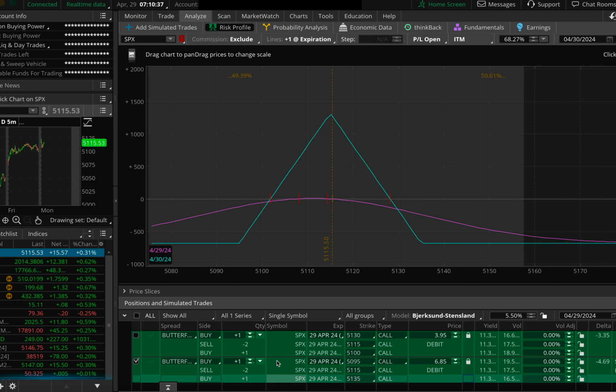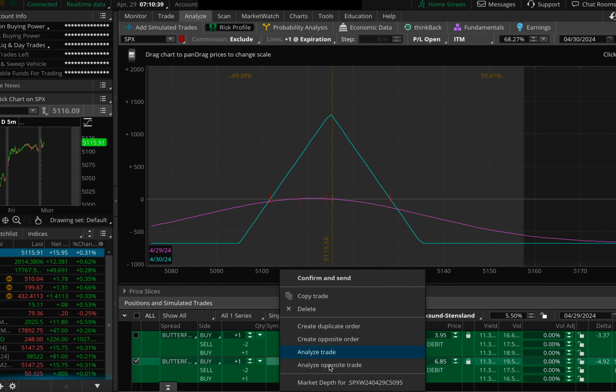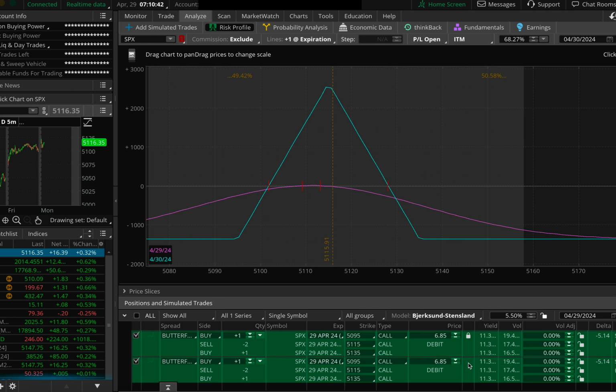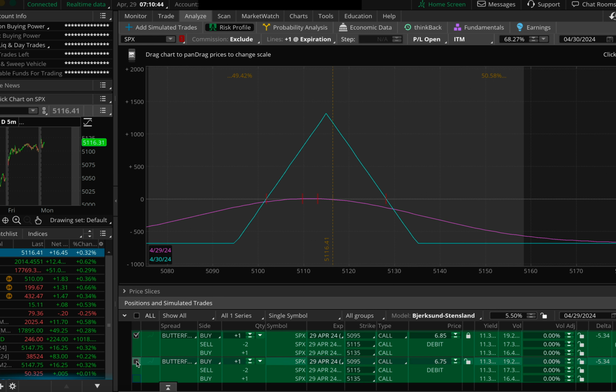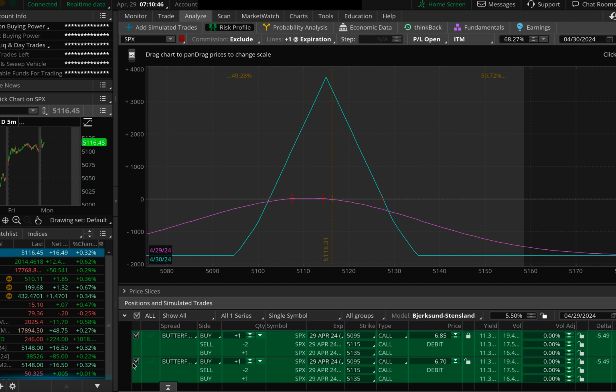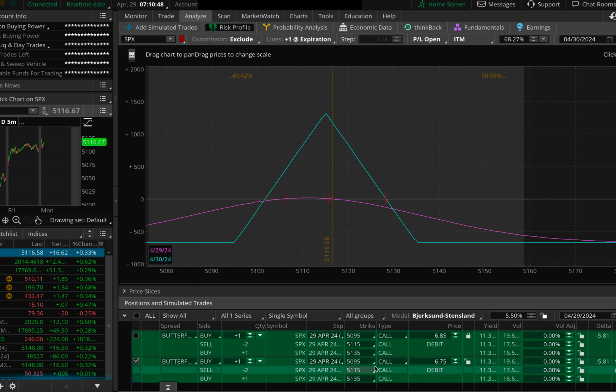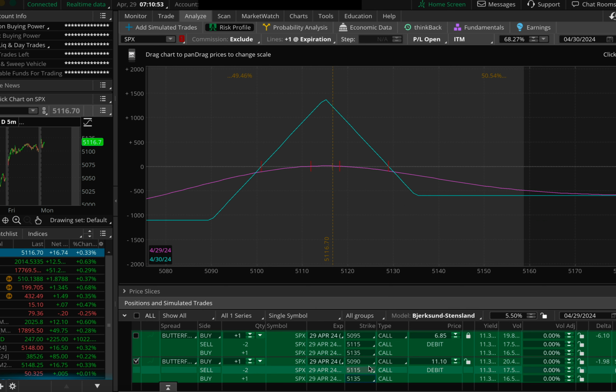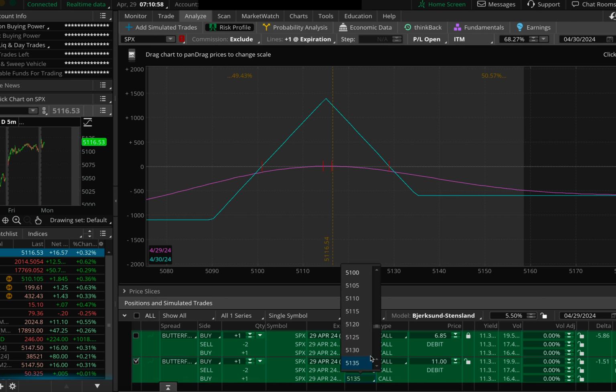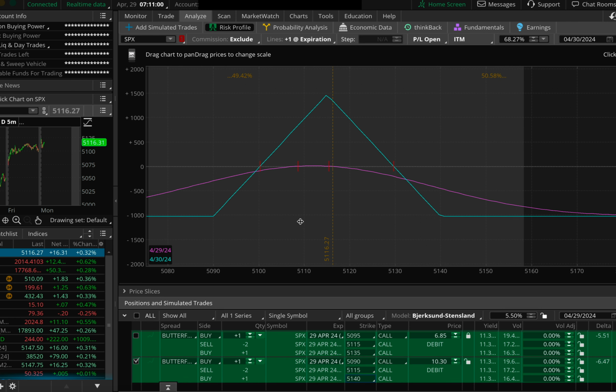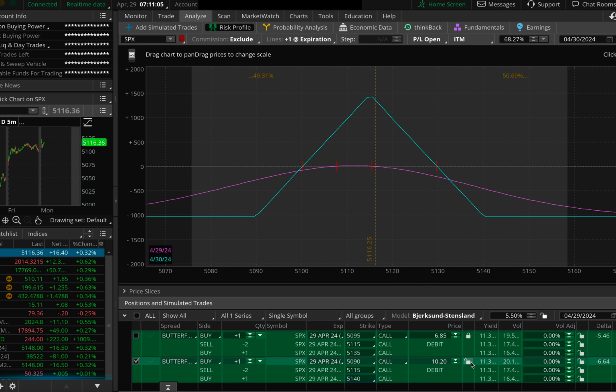And then the last one, we're going to do one more. So I'm going to say analyze trade. This third one will be a 25-point wing butterfly. So for this one, I'm going to move these strikes down 5 more points. So now this is a 25-point wide butterfly on the downside, and on the upside this is a 25-point wide butterfly on the upside. So there's our three trades. I'm just going to make sure all these little lock boxes are locked in to get this current price right now.